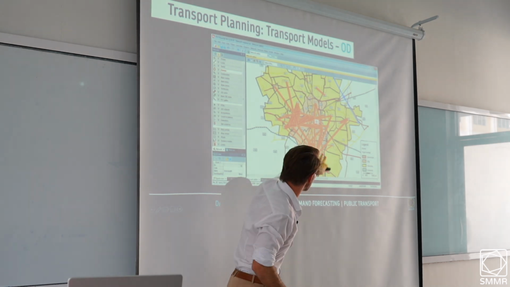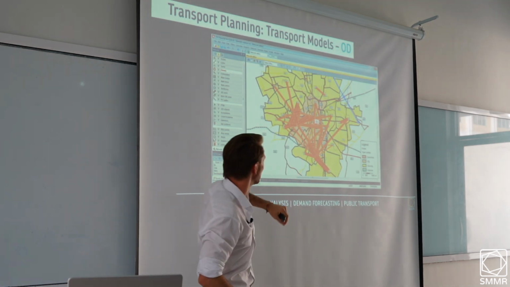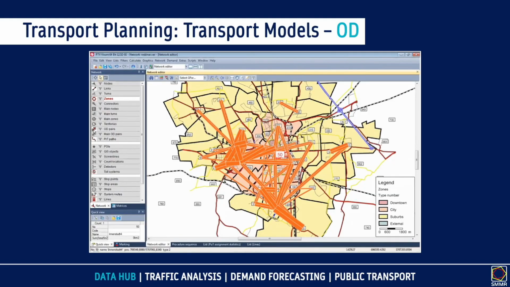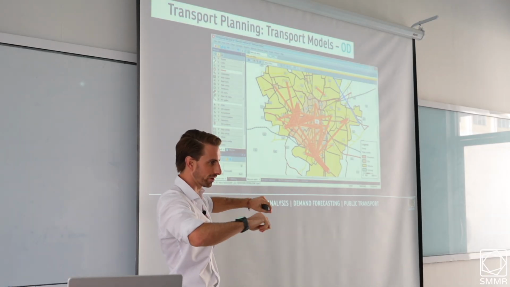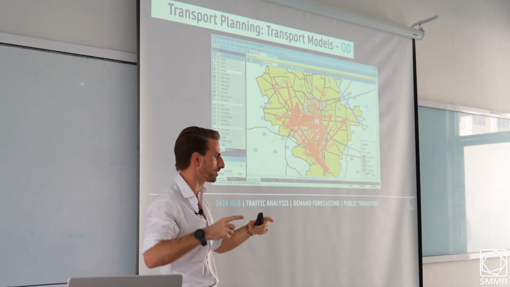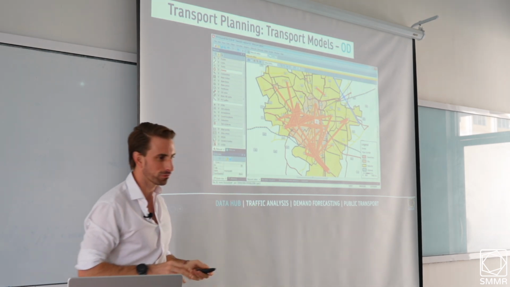So the students live around here, and they go to the university, and the thickness indicates the volume, which is good. We see roughly where people are going to and from, but this isn't assigned to the transport network. This is just movement between zones. So this is not very useful yet.